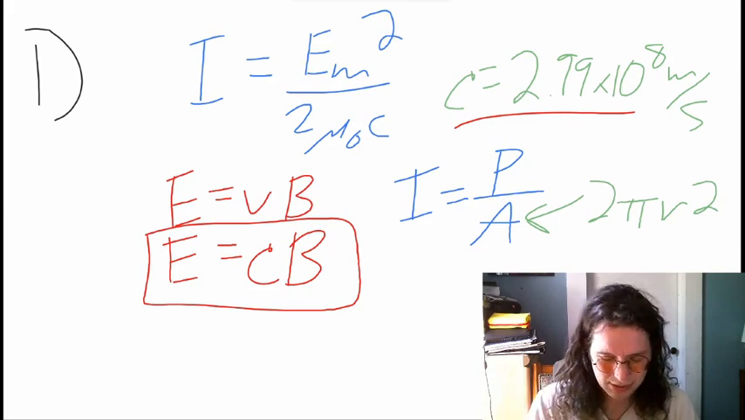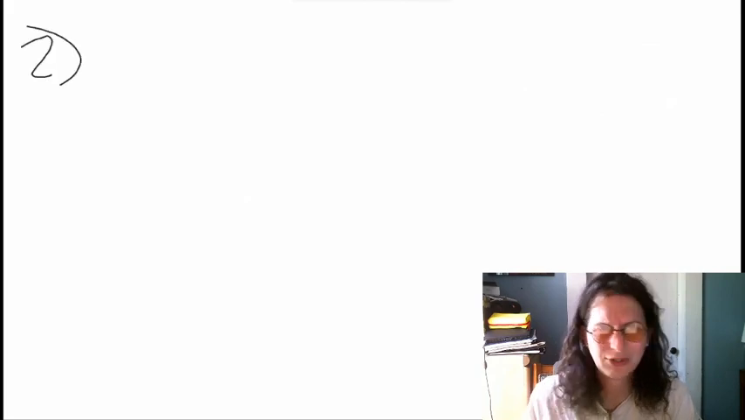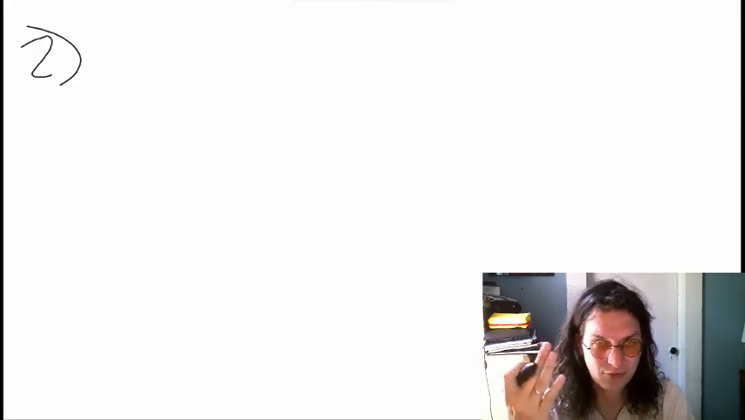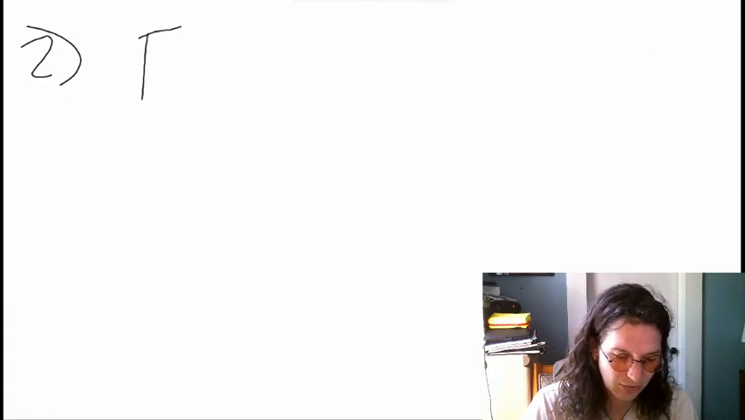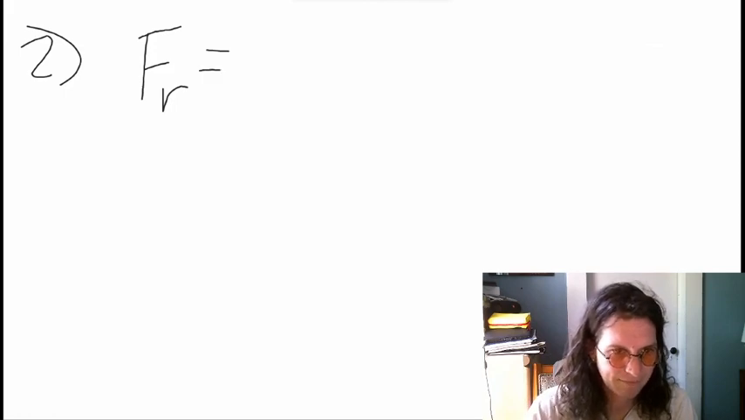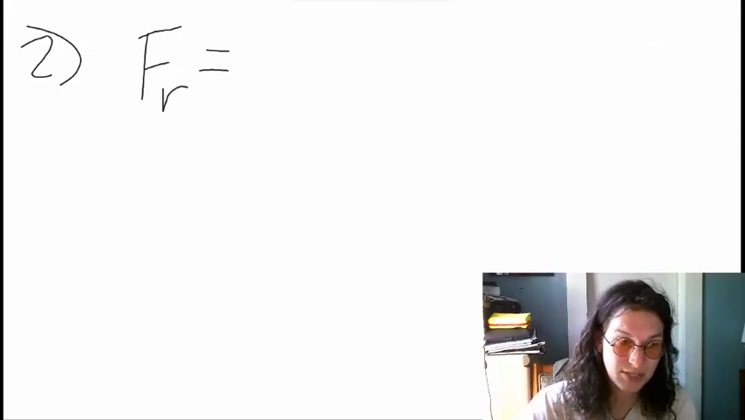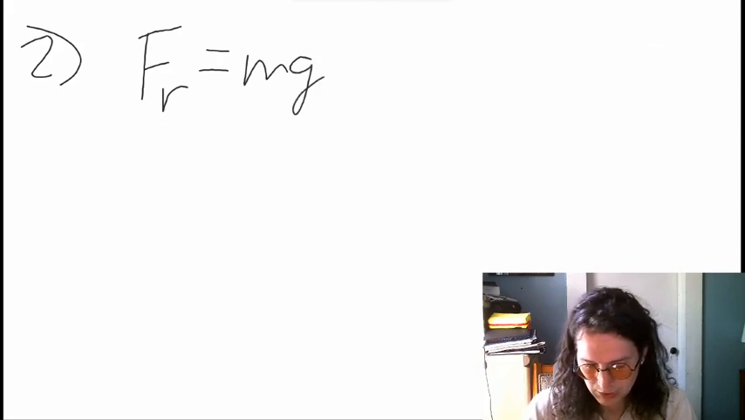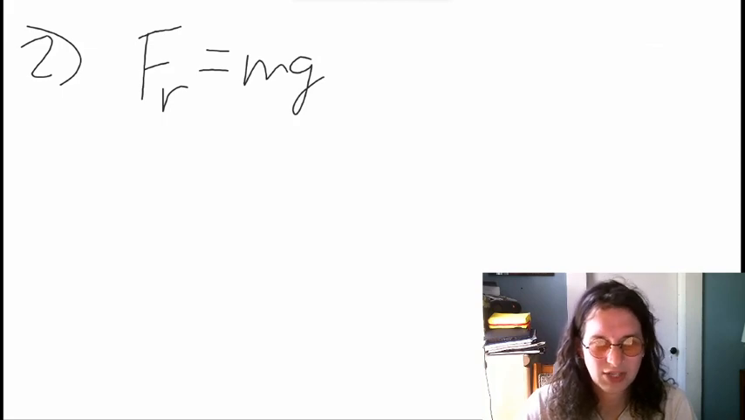The second problem is going to build off of this. Now we have a cylinder that's levitating. What's going on with the levitating cylinder? Well, in order to levitate, you have to have some upward force that's equal to the gravity going downwards. That upward force we'll call the radiation force. And we know we want that upward force to be equal to our weight, and our weight is m times g.